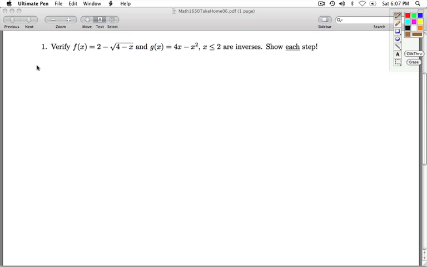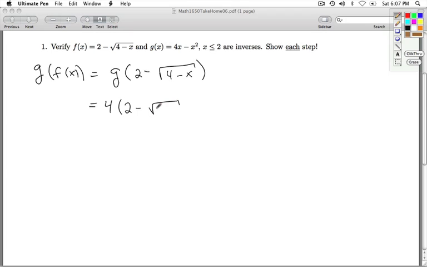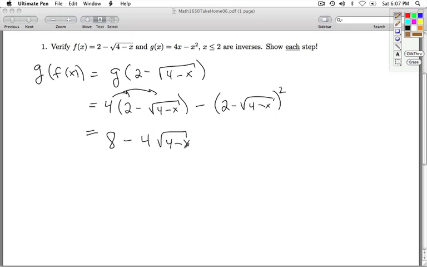Now let's simplify the other way. Let's look at g of f of x. This is g of 2 minus the square root of 4 minus x. So everywhere I see an x in the expression for g, I'm going to substitute the quantity 2 minus the square root of 4 minus x. So I'm going to get 4 times the quantity 2 minus the square root of 4 minus x, minus 2 minus the square root of 4 minus x quantity squared. The first one's easy enough to distribute. I get 8 minus 4 square root 4 minus x.